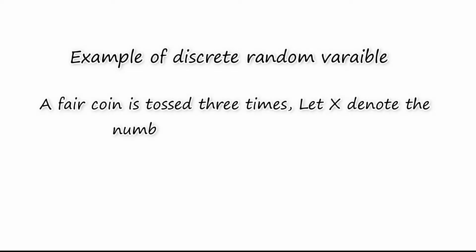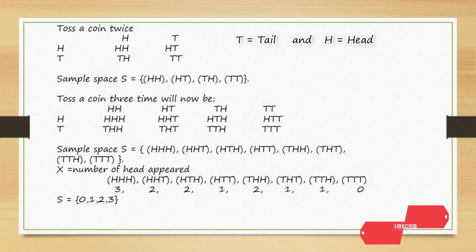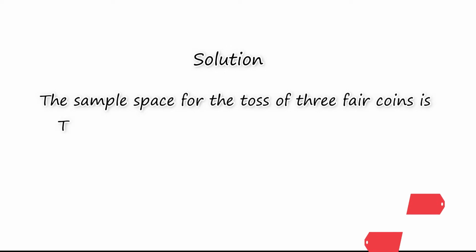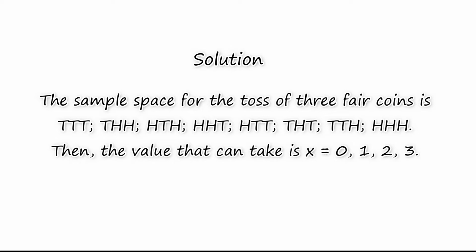Example of a discrete random variable. A fair coin is tossed 3 times. Let X denote the number of heads which appear. This is the practical way of obtaining our sample space, where T stands for tail and H stands for head. The sample space for the toss of 3 fair coins is TTT, THH, HTH, HHT, HTT, THT, TTH, and HHH, which we see in the practical aspect. The values that X can take are 0, 1, 2, 3.